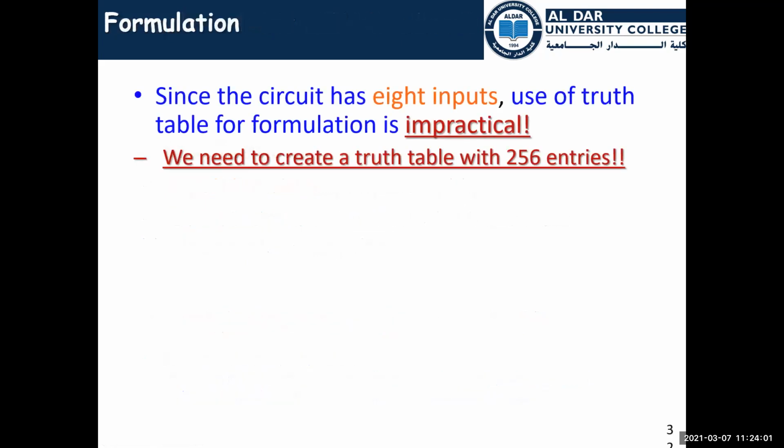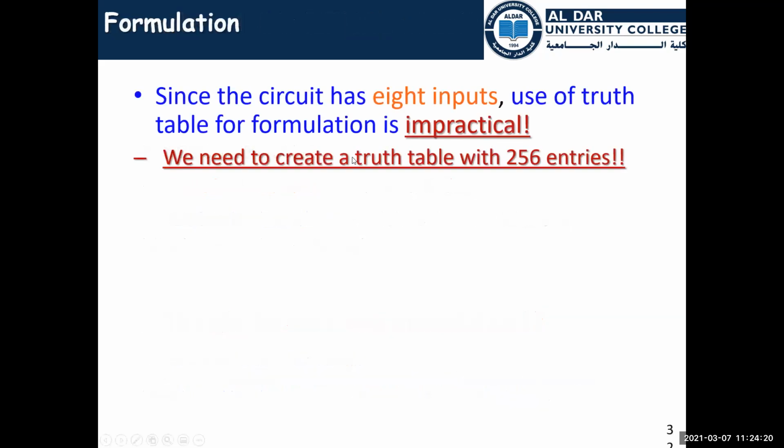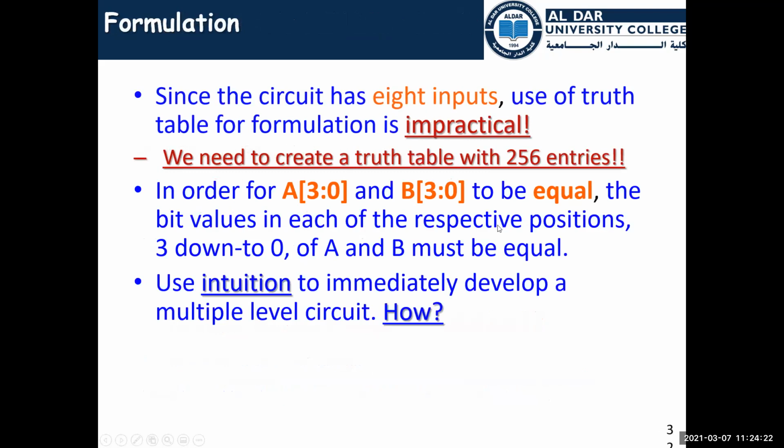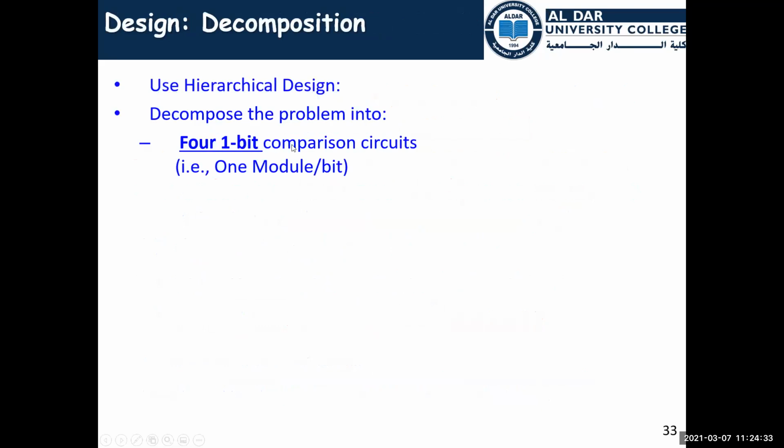The best way is to make formulation of each comparison. For example, I have 4 bits here. I compare the first bit here with the first bit here, the second bit here with the second bit here. So I design just one comparator and repeat that comparator on each bit. So you divide the circuit to four 1-bit comparison. We divide the circuit to four 1-bit comparison.